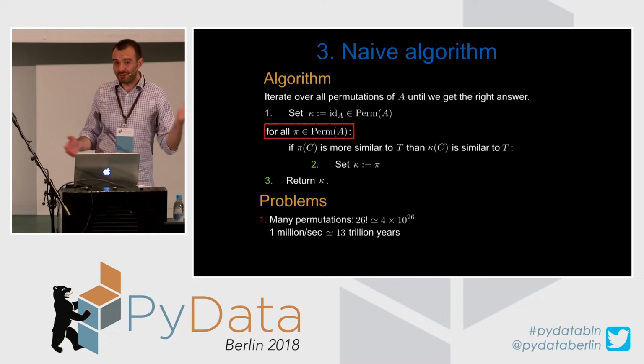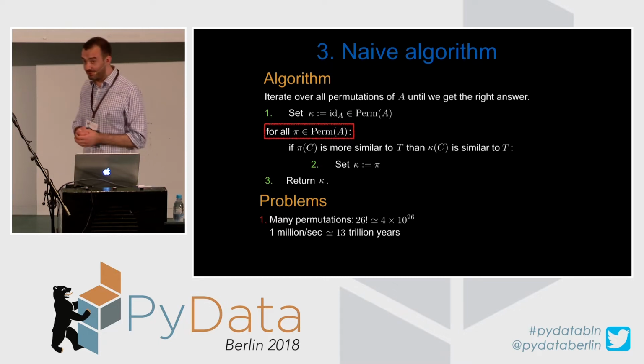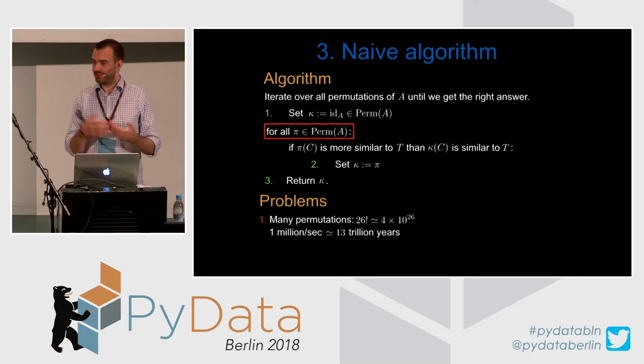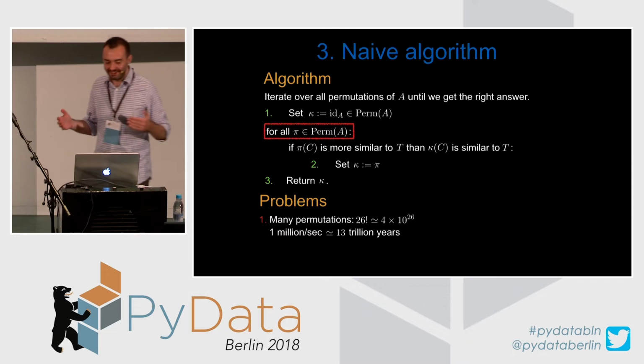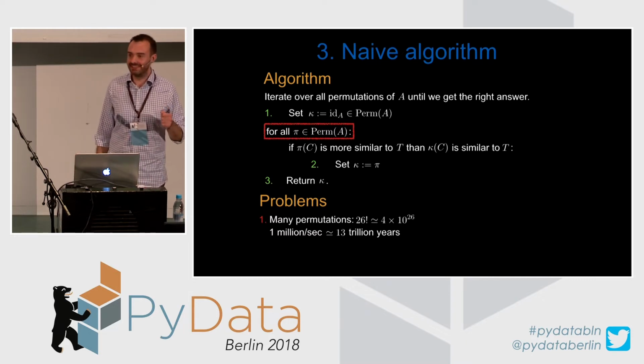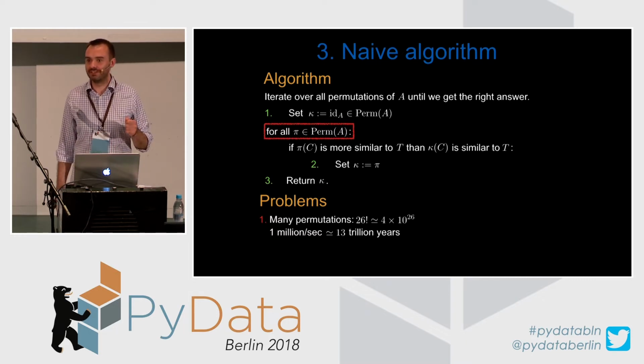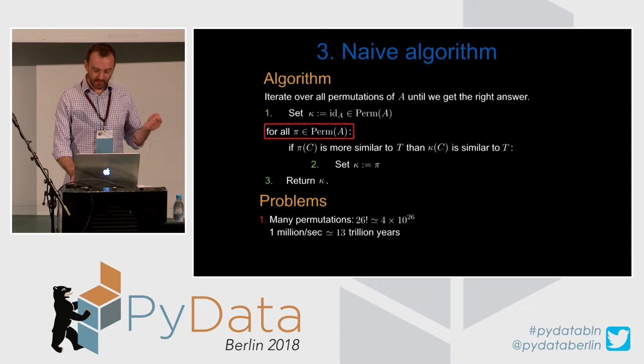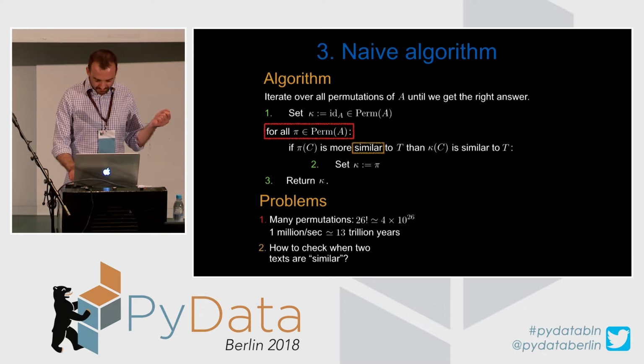And that turns out to be 4 times 10 to the 26, so 26 zeros on the end. And I figured out, using a Python notebook, that if you checked 1 million of these keys per second, it would still take you 13 trillion years to iterate exhaustively over those permutations. So lovely, simple algorithm, but too naive to work in finite time. Well, in time you're prepared to wait.